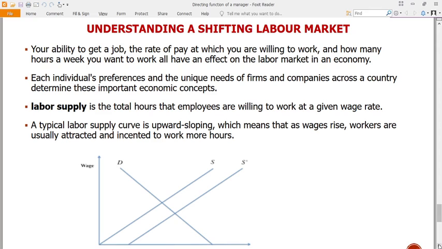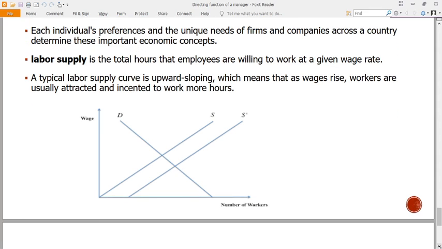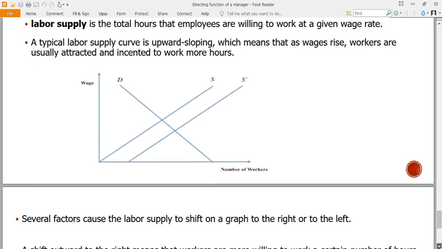So we have a labor supply, which is the total hours that employees are willing to work at a given wage rate. So a typical labor supply curve is upward sloping, which means that as wages rise, workers are usually attracted and incented to work for more hours. We all want a better pay, and we yearn for jobs that pay higher. So whenever there is a higher wage, you'll have a higher supply of labor.